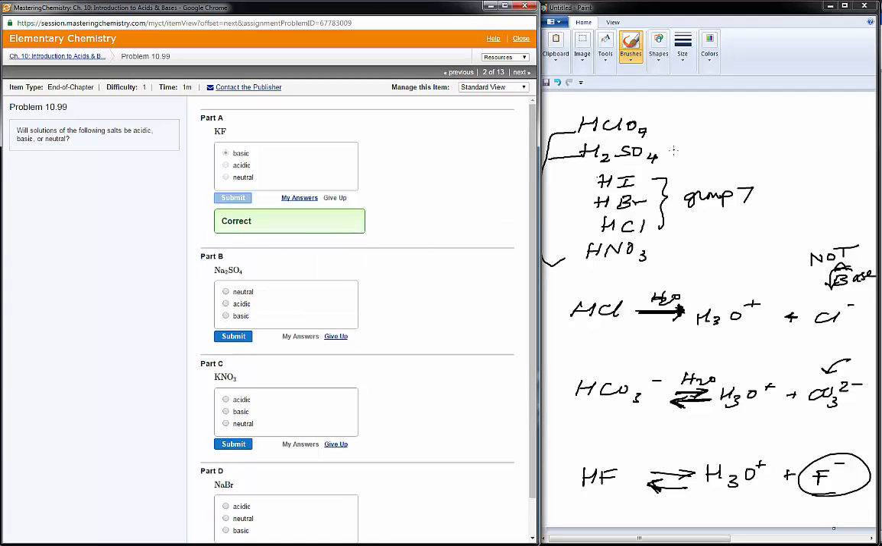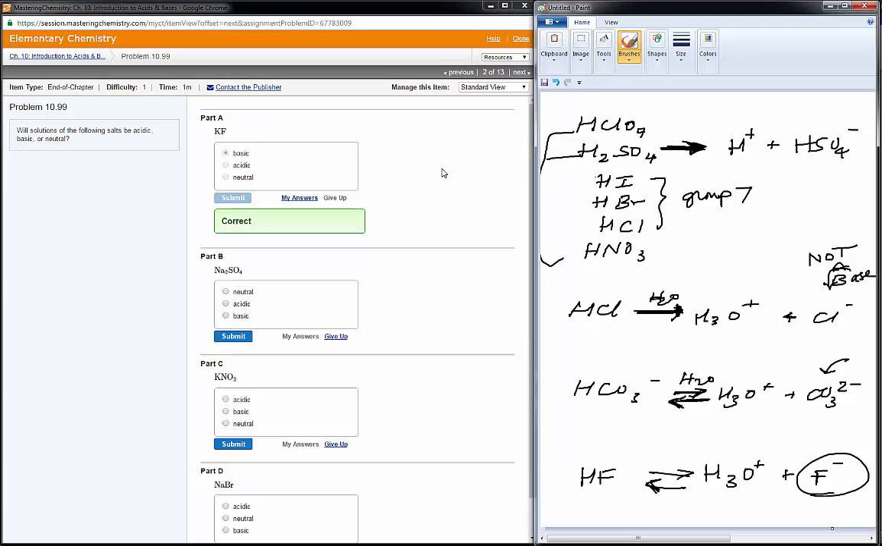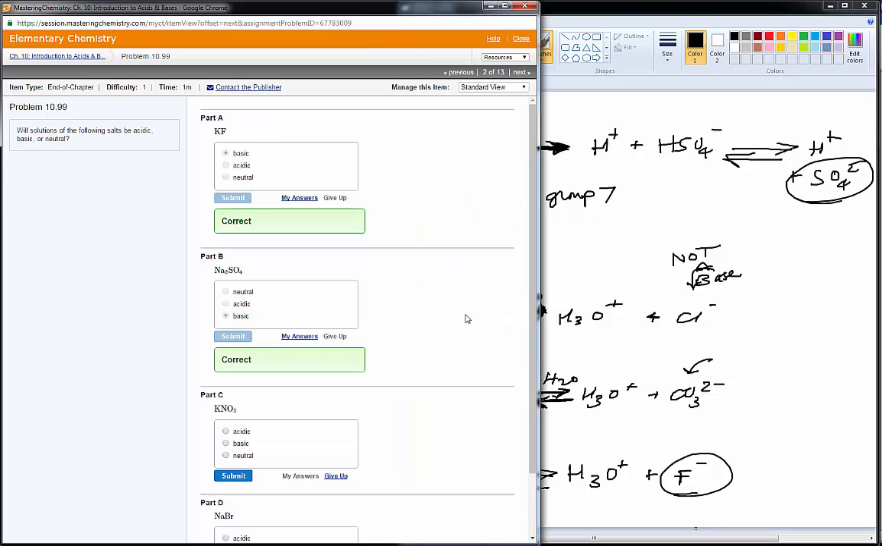Same thing with Na2SO4. That first hydrogen can be donated, H plus and HSO4 minus, and that is the forward direction only, a perfectly happy thing. But HSO4 minus, when it donates a hydrogen, gives H plus and SO4 2 minus, and now we've got equilibrium. This is going to act as a weak base, so that's going to be a basic solution.